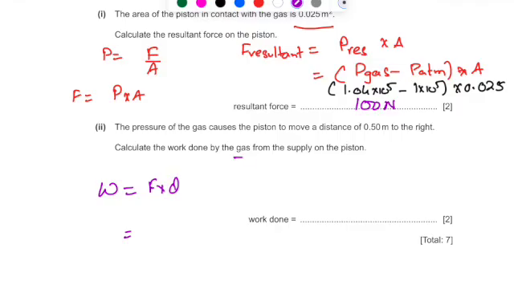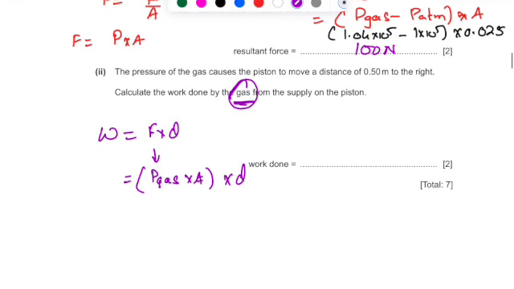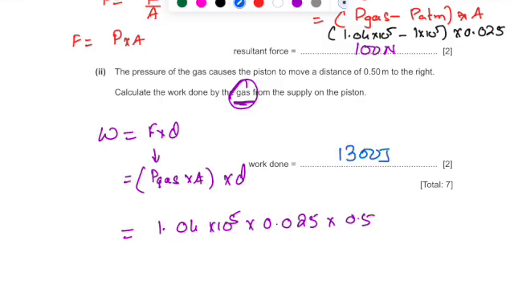What was the force? Because this is work done by the gas, we take the pressure of the gas, not the resultant, times area, which gives me the force. So the pressure of the gas is 1.04 times 10 to the power of 5, times the area 0.025, times the distance 0.5. Simplify that and you should get 1300 joules. That's coming to question number 1.